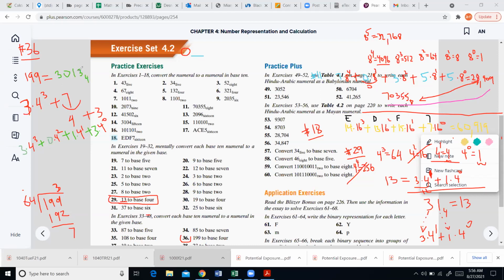Again, it's not 3000, it's 3013. It's actually 3 of these guys, 4 cubes. 3 of 64s, and no 16s, and one 4 and 3 ones. I know it's different, but what can I say? So that's powers of 4.